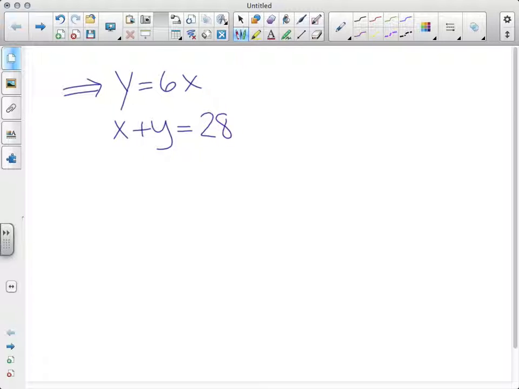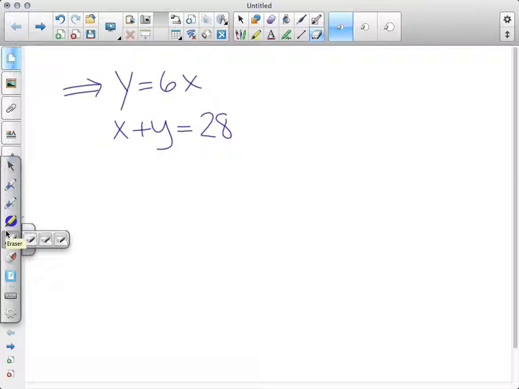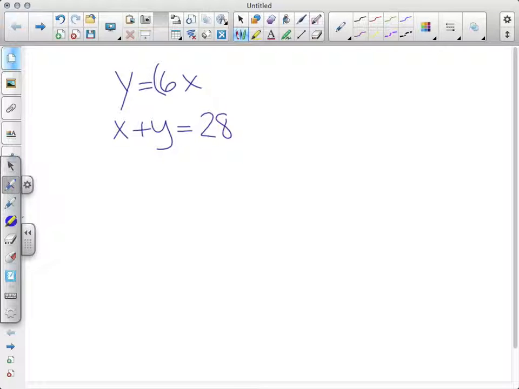You have y is equal to 6x. Now, if we know what y is equal to, then we can take what y is equal to, in this case 6x, and we can plug it in where y is. So I'm going to rewrite the second equation, but instead of y, I'm going to plug in 6x. So now the new equation becomes x plus 6x equals 28.